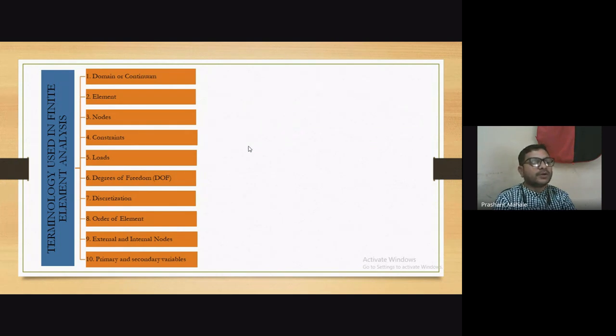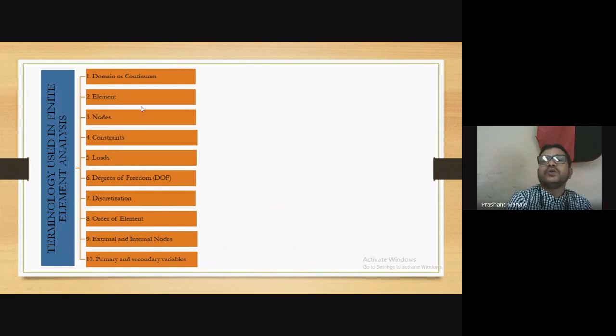And what that important point is, the terminology used in finite element analysis. So these are the 10 terminology that we are going to use during our unit, during this finite element analysis, or during our whole subject, during all 6 units. We will use this terminology again and again.